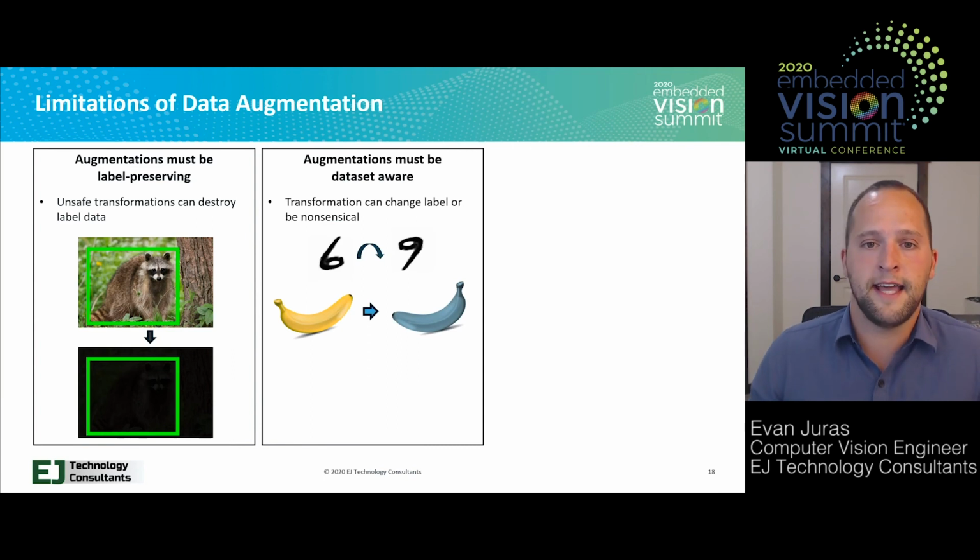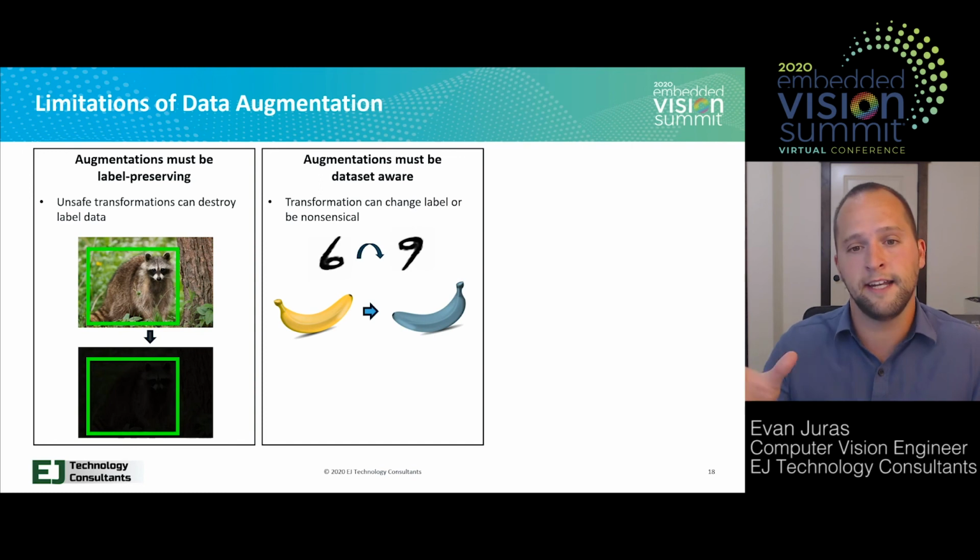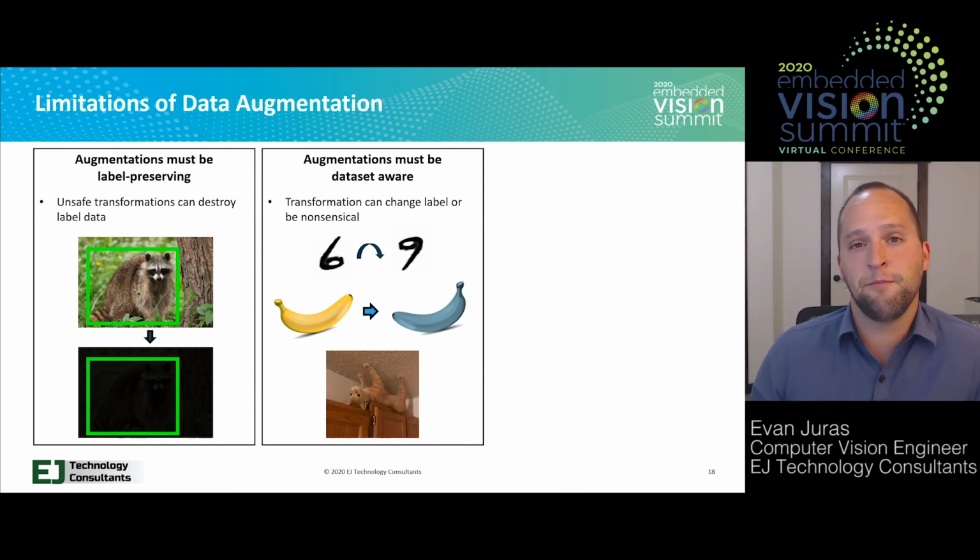Another thing to keep in mind is that augmentations must be dataset aware. Transformation can change your label. A classic example is if you take a 6 and you rotate it 180 degrees, well, that changes it into a 9. So your label of 6 isn't correct anymore. Or a transformation can make something nonsensical, like you turn a yellow banana into a blue banana. Doesn't really make sense. One of the papers I read said that you shouldn't rotate animals upside down. Like it wouldn't make any sense to see an upside down cat in the real world. But whoever wrote that paper probably never owned a cat.